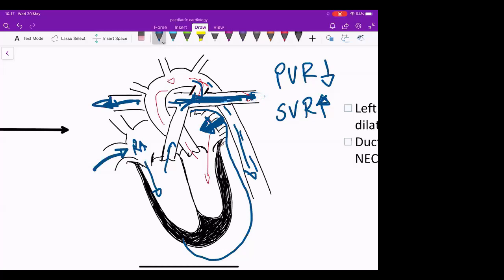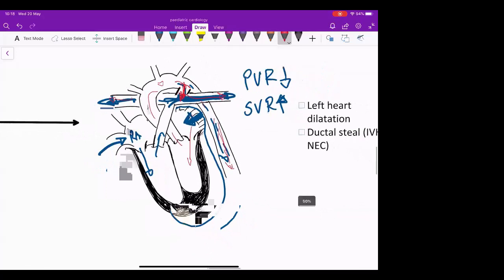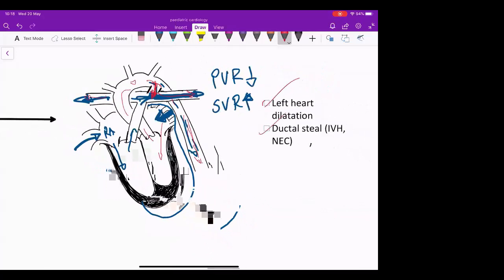What also can happen is you get ductal steal. If a lot of blood wants to go that way, not enough is going down through the aorta. So you get reversed diastolic flow or ductal runoff, and that will cause low diastolic pressures and poor gut perfusion and things like that. Sorry, I forgot, when you get a lot of blood going to the lungs, that's when you get fluid on the lungs and pulmonary edema, and that can cause problems, and you can't get children off the ventilator, or you might need some diuretics and stuff. So there we go, left heart dilatation, ductal steal.